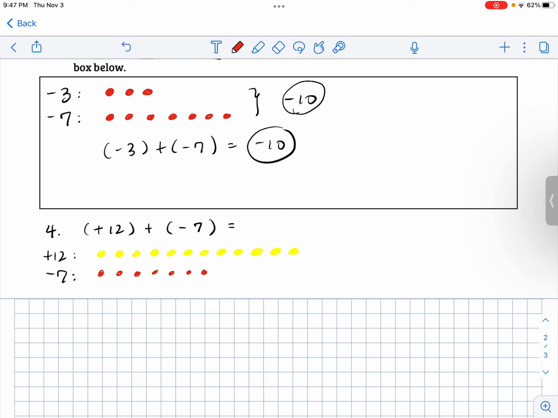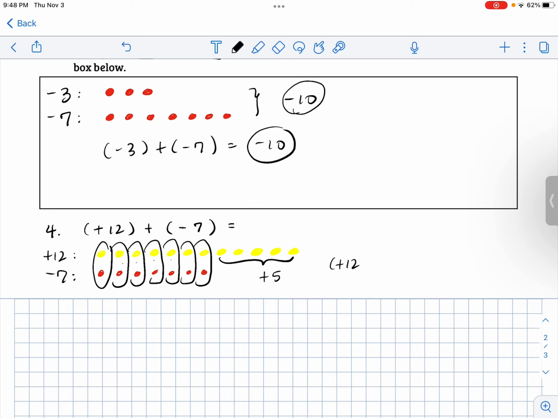Okay, so again, lining it up makes circling out the zero pairs very easy. Make sure you are circling out the zero pairs because this is part of the work you need to show when you're adding integers of opposite signs. I've circled out 1, 2, 3, 4, 5, 6, 7 zero pairs. What am I left with? I'm left with positive 5 tiles. So I'm going to rewrite the equation. Positive 12 plus negative 7 equals positive 5.